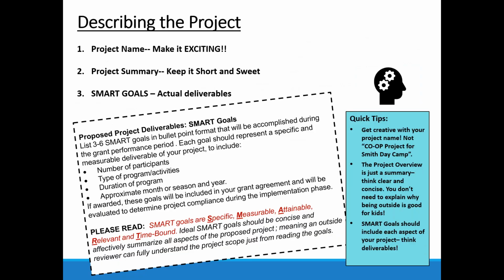All right, the next section on the application is where you are describing your project. It will ask you first for a project name. This isn't necessarily worth any points, but we do appreciate a catchy name for your project. Sometimes we get a name like Smith School Elementary Grant Project. We do a press release and we are required to send all of our grant awards out to the legislators in your district. So it's nice to have an exciting name for your project.